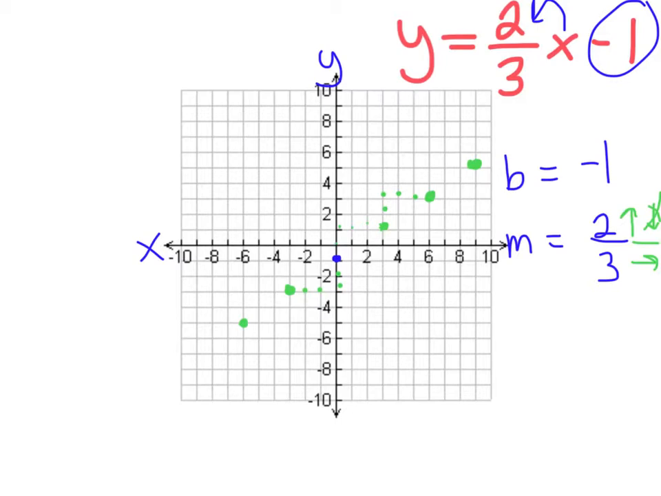So not too bad. Let's think about what we did one more time. Two steps. So step number one is to identify your b, which is the number by itself, and then to identify your m, which is the number in front of your x. You're going to plot b on the graph, and it goes right on the y-axis, and then from that point, you're going to do your slope, up 2/3.